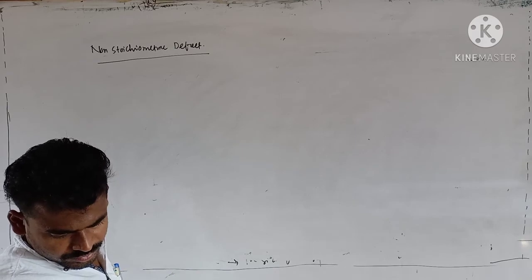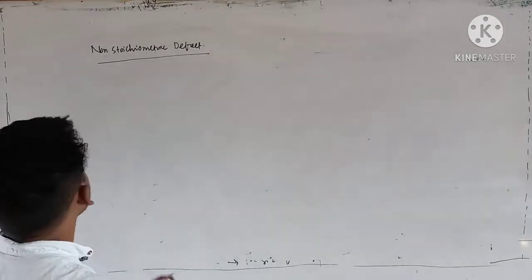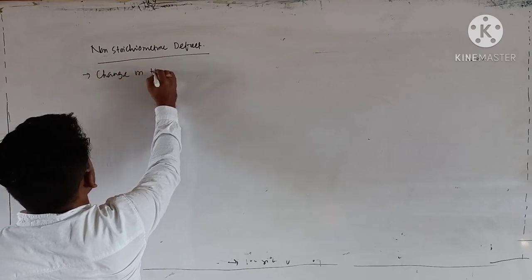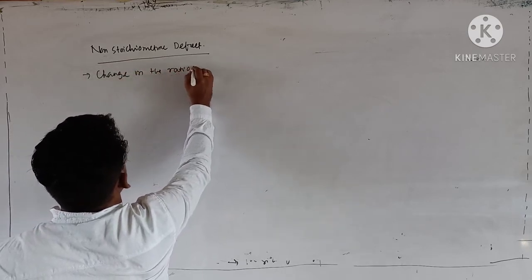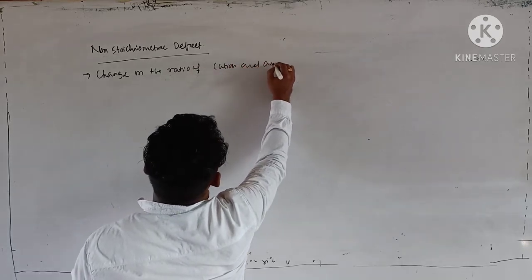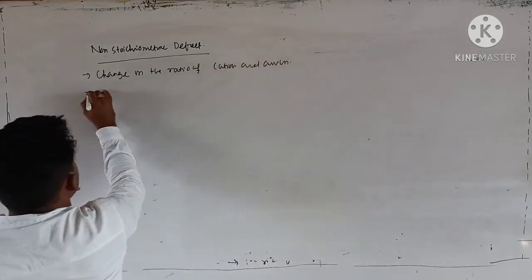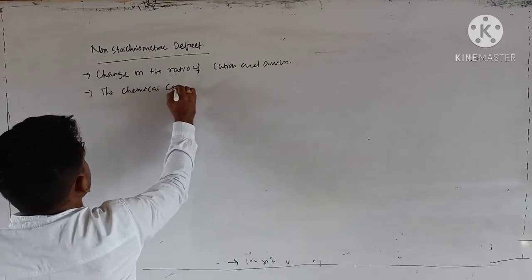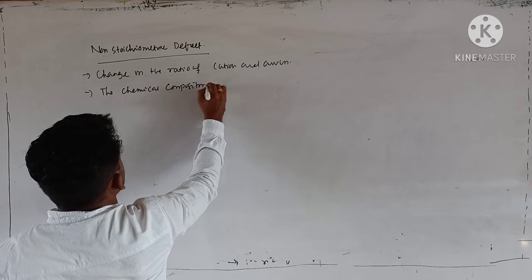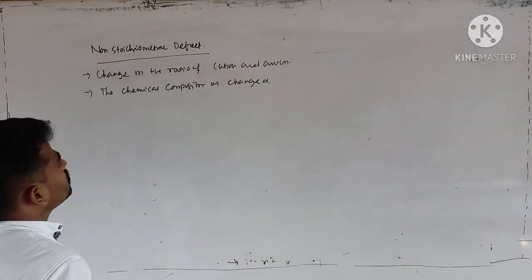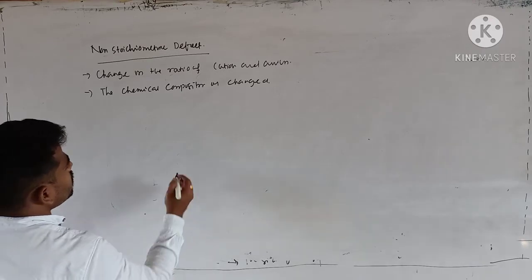Non-stoichiometric defects. So there is a change in the ratio of cation and anion. You can say the chemical composition is changed, and this non-stoichiometric defect can be carried out in two ways.